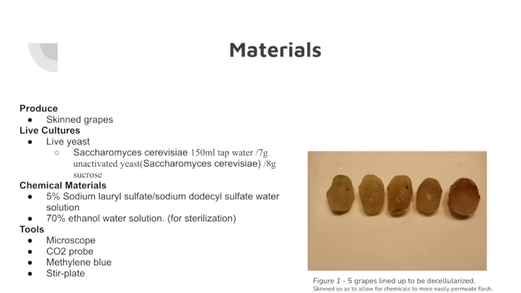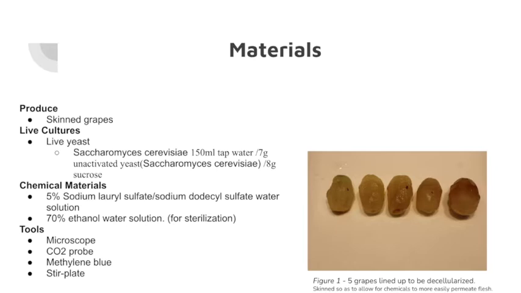For chemical materials, I used a 5% sodium lauryl sulfate or sodium dodecyl sulfate solution to decellularize the grapes. It is important to note that sodium lauryl sulfate and sodium dodecyl sulfate are the same thing. I also used a 70% solution of ethanol for sterilization after the decellularization process to ensure that the yeast would have an uncontested environment to thrive in.